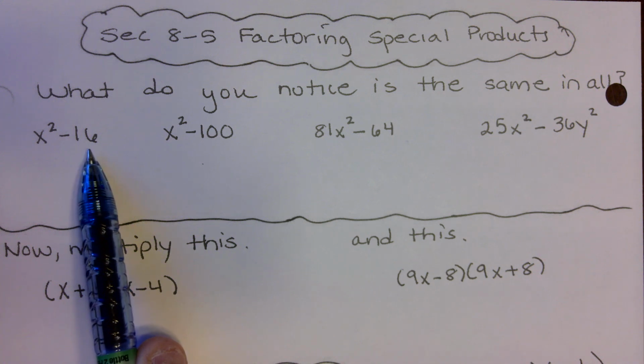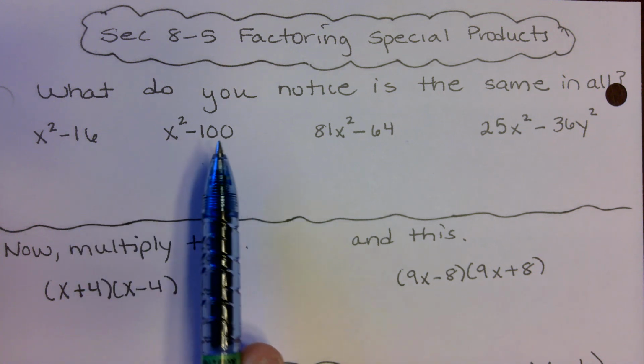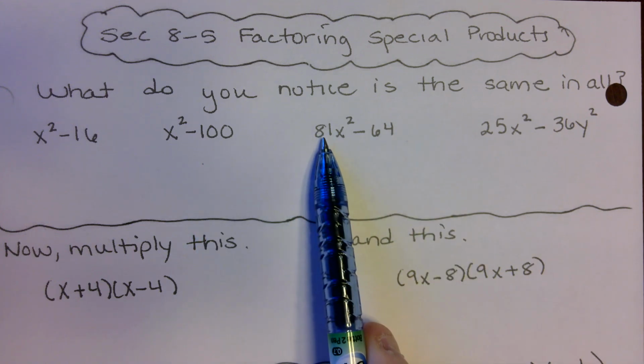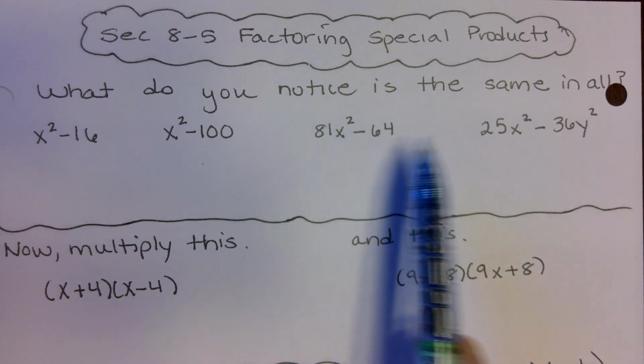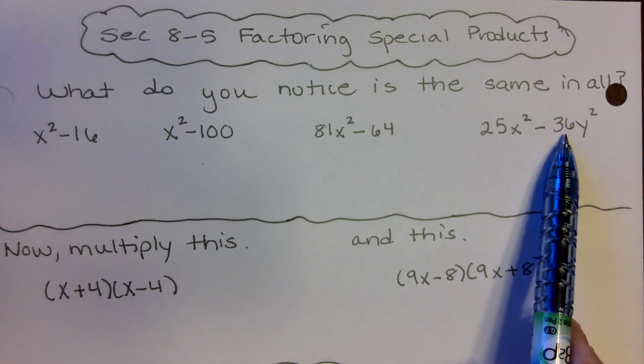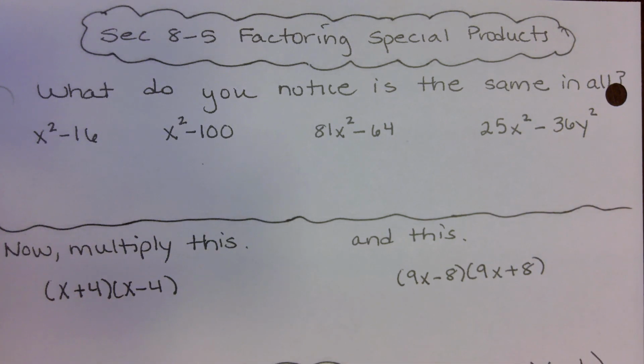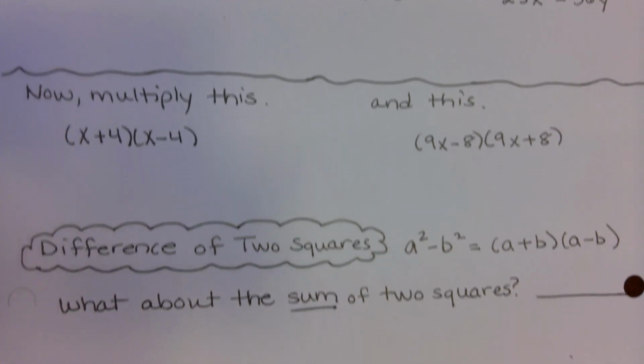Perfect square. Square root of 16 is 4. Perfect square. Square root of 100 is 10. Perfect square. Square root of 81 is 9. Square root of 64 is 8. Square root of 25 is 5. Square root of 36 is 6. They all work. They all are perfect. So let's just hold that for a second. I'm not going to write anything there right now.